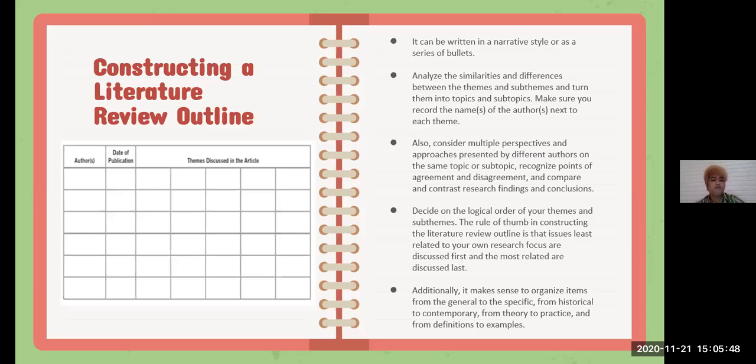Kasi kung first paragraph, oo, theme A, tapos iba, hindi mo naman siya ma-connect sa theme B, hindi mo siya ma-connect sa theme A, ang hirap basahin, ang gulo, sabog. So, kung ako ang reviewer nun, most likely, hindi na siya mapapublish, no?